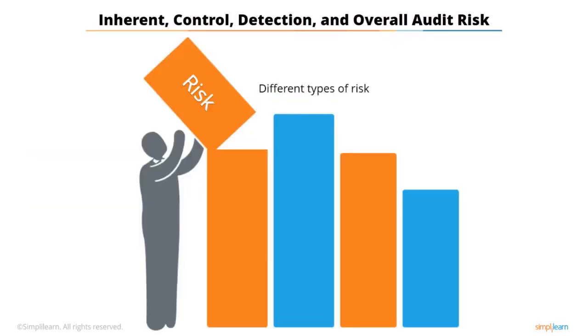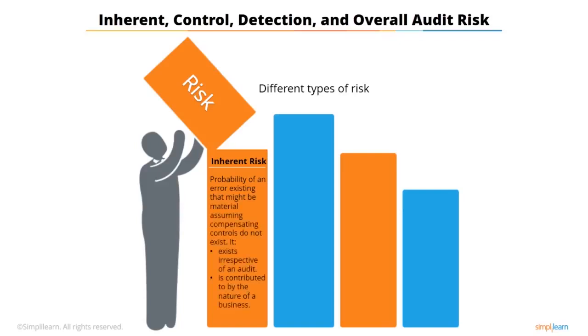There are 4 different risks we're concerned about. Let's begin with inherent risk. Stated formally, the probability of an error existing that might be material, assuming compensating controls do not exist. This exists irrespective of an audit and is contributed to by the nature of a business. Put another way, certain businesses have certain risks that are just part of how they do business.